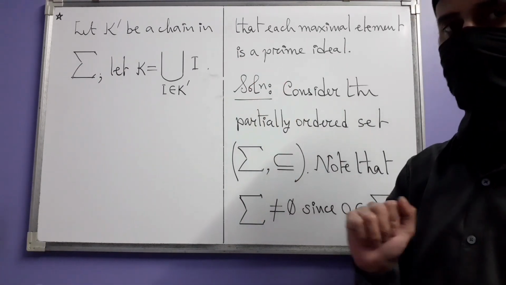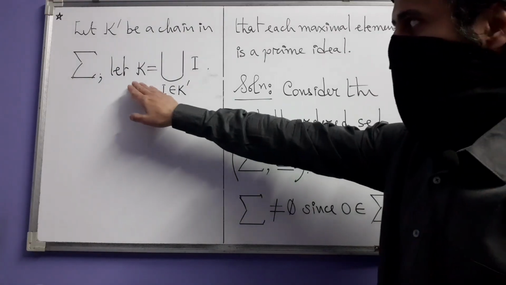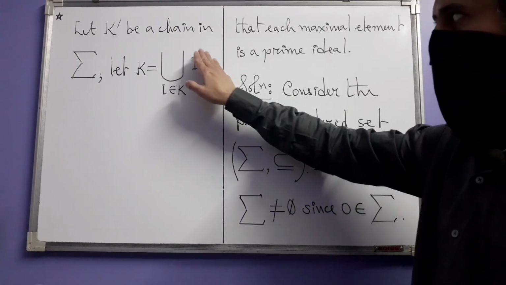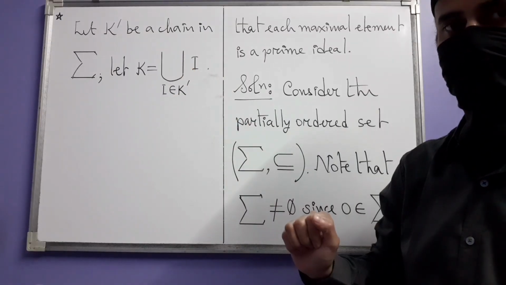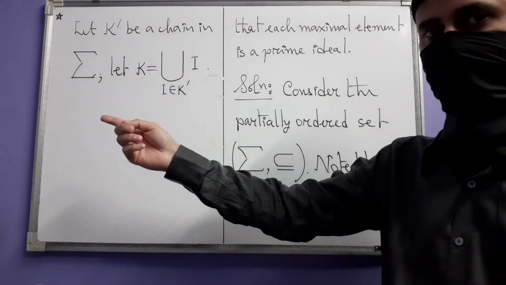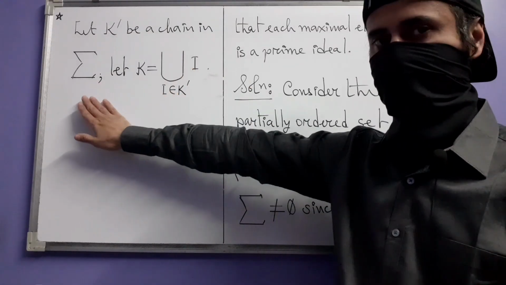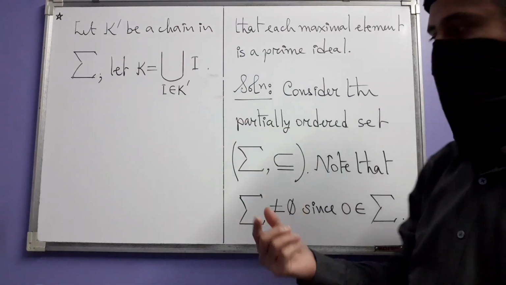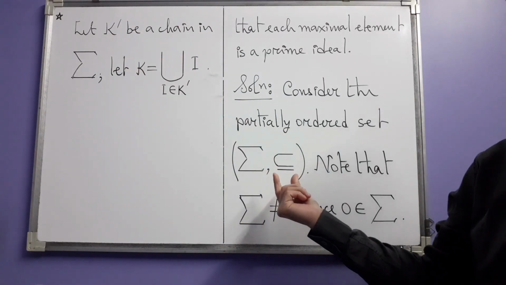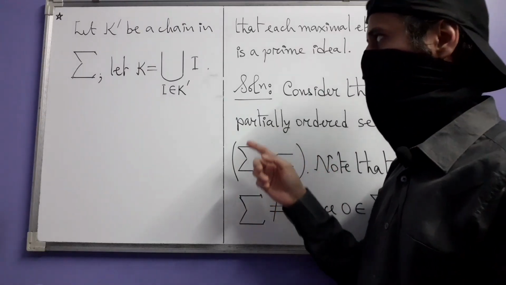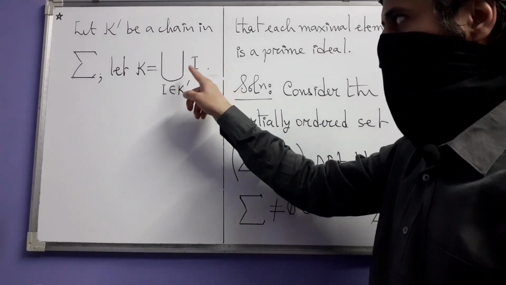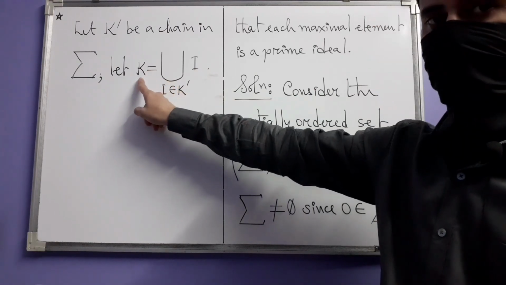So K prime is one such chain, and let K be the union of all the elements of K prime. So that means these are ideals in K prime. Not necessarily all the ideals in sigma, but in that subset K prime, which is totally ordered by this set inclusion, that's why it's a chain. We collect all the ideals in K prime and take their union. Let that union be K.